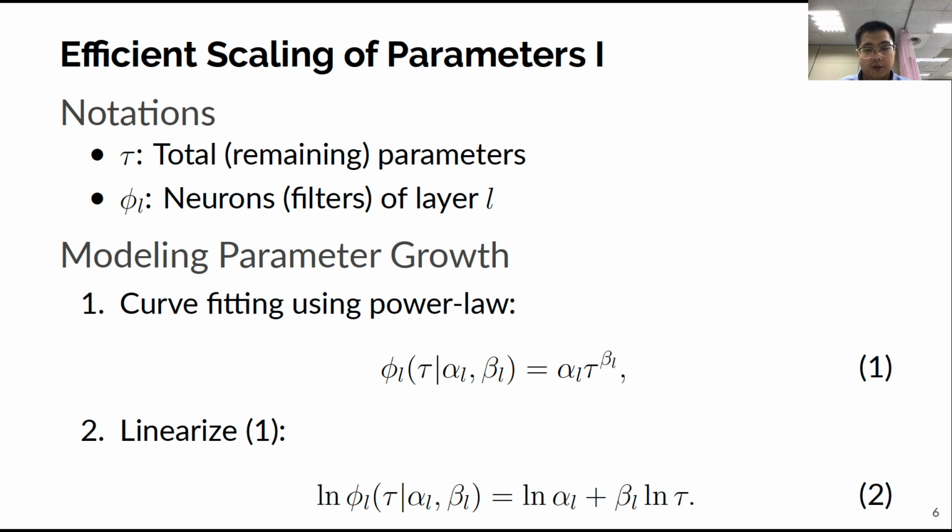To fit the curve shown in the previous slide, we propose a simple curve fitting method. We first lay out the notations. Tau is the total parameters, phi L is the neurons or filters of layer L. To model parametric growth, we perform curve fitting using power law. We model phi L as a function of tau, parameterized by two parameters, alpha L and beta L for each layer. We then linearize equation 1 by taking log on both sides of the equation shown in equation 2.